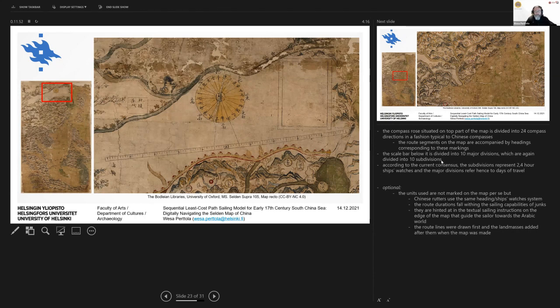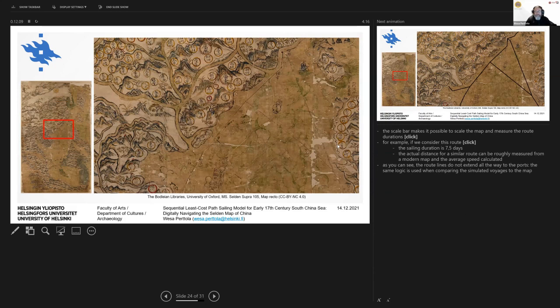The scale bar below is divided into 10 major divisions, which are again divided into 10 subdivisions. According to the current consensus, the subdivisions represent 2.4-hour ship's watches, and the major divisions refer hence to days of travel. And the scale bar makes it possible to scale the map and measure the route durations.